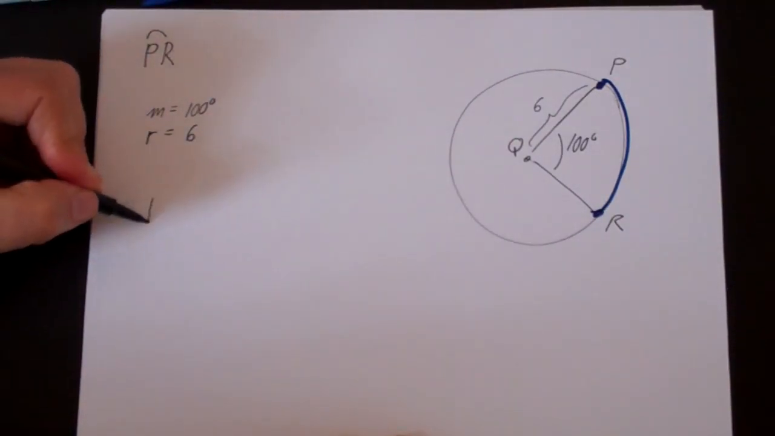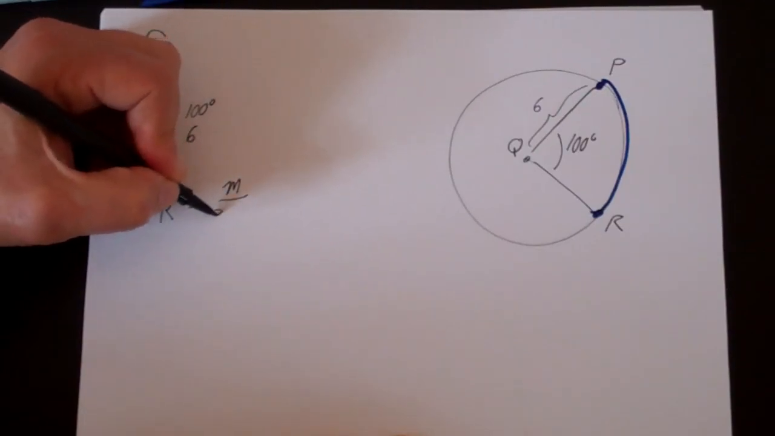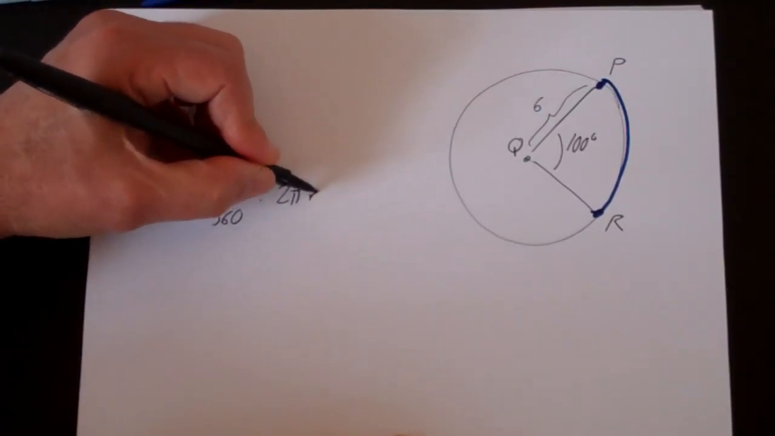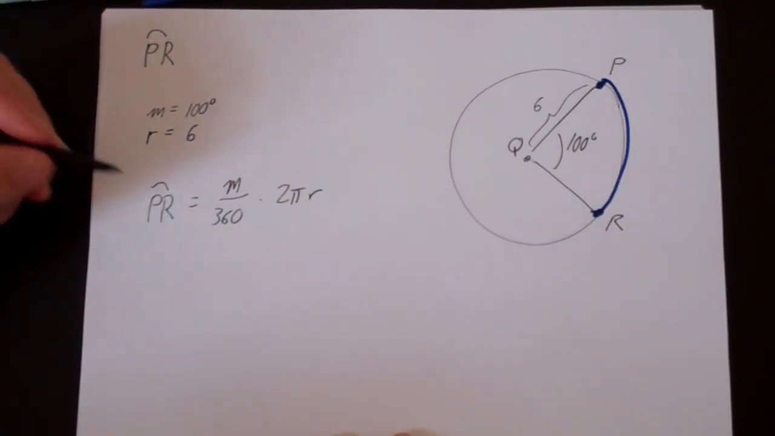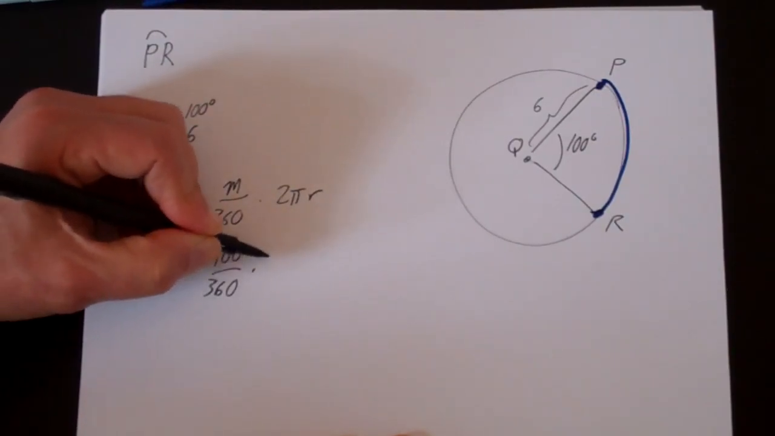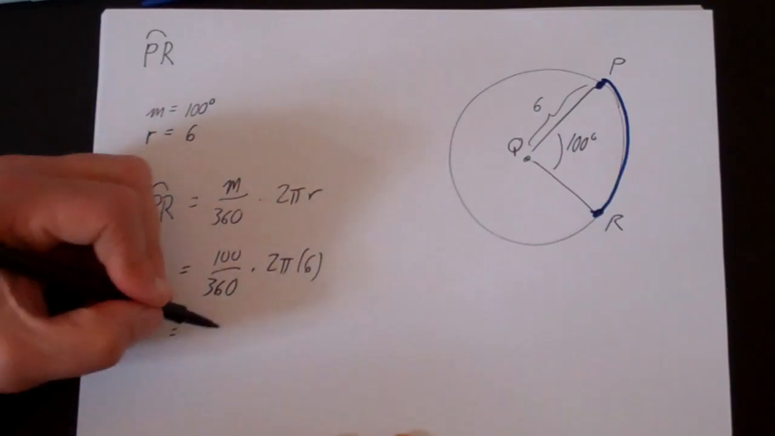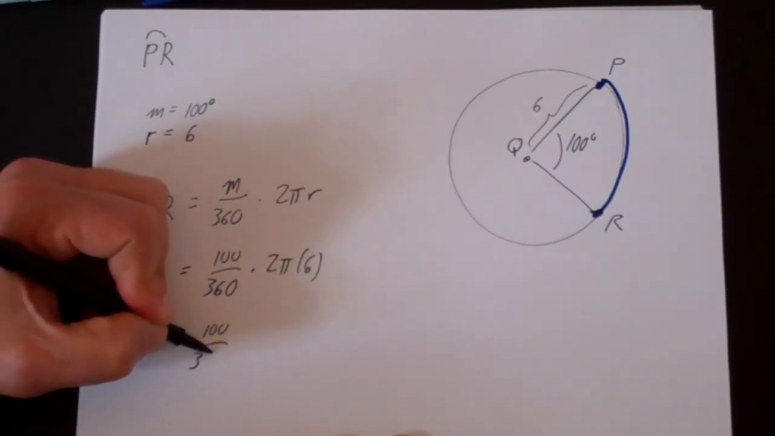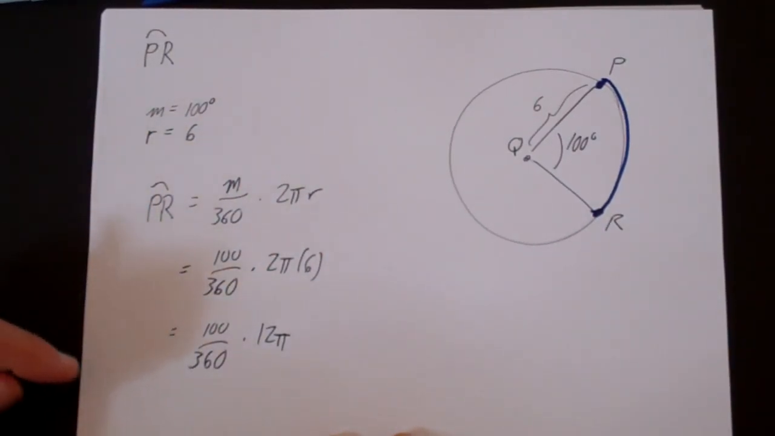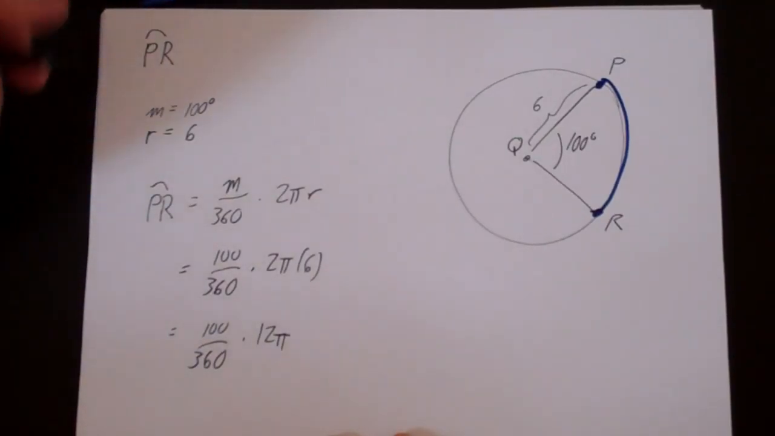It's just a matter of plugging the numbers in. PR is equal to m over 360 times 2 pi r, equal to 100 over 360 times 2 times pi times 6. 100 over 360 times 12 pi. At this point, you need to simplify the fractions. You can simplify now or later. I think it's usually easier to simplify first.